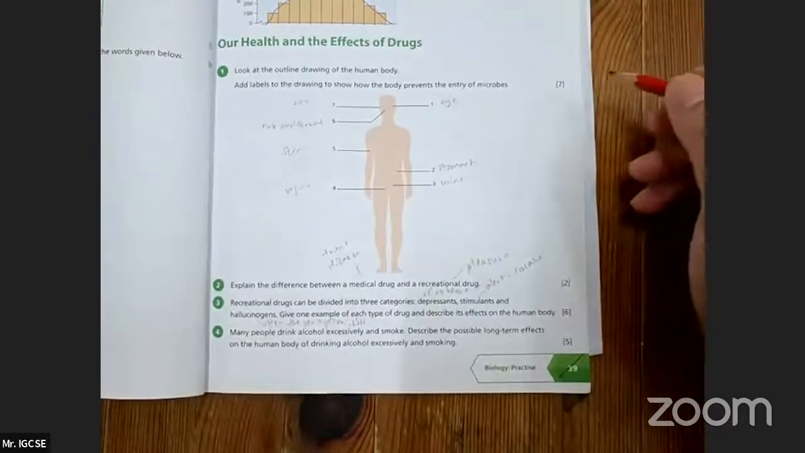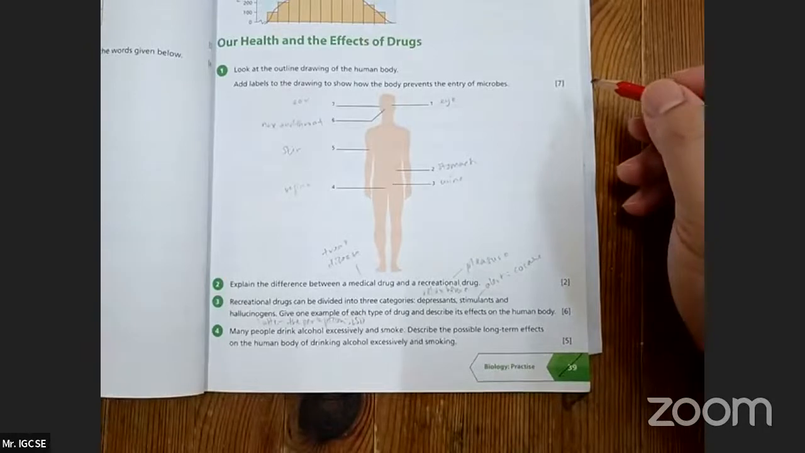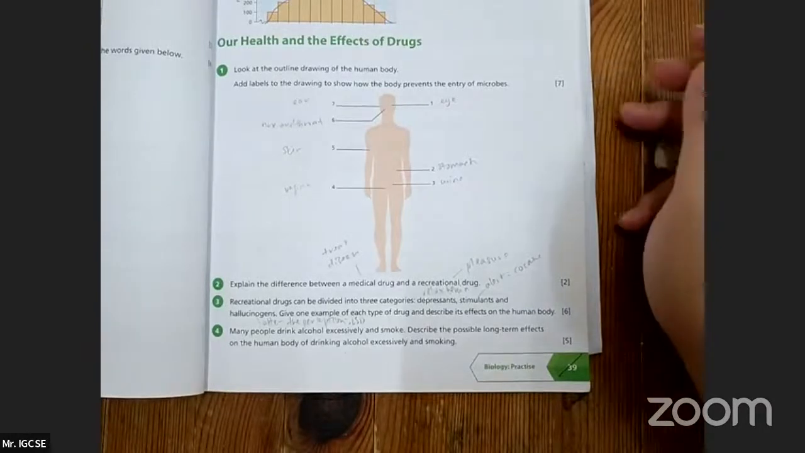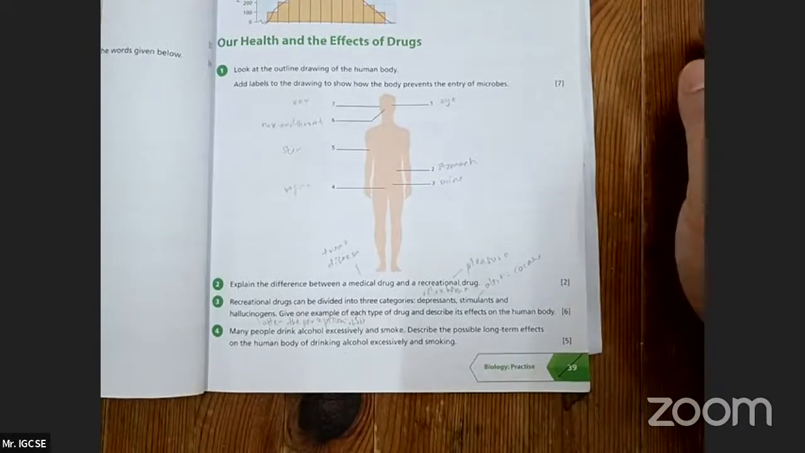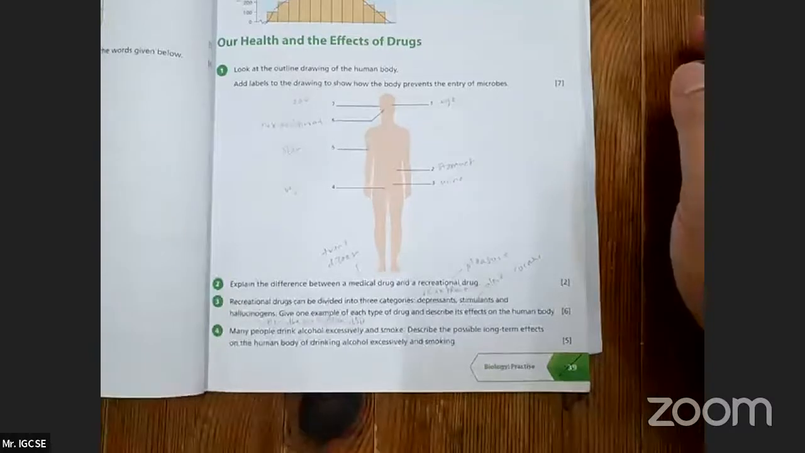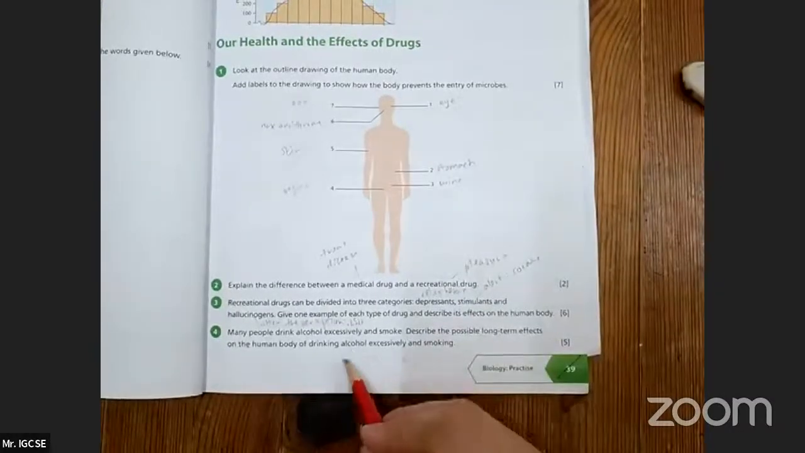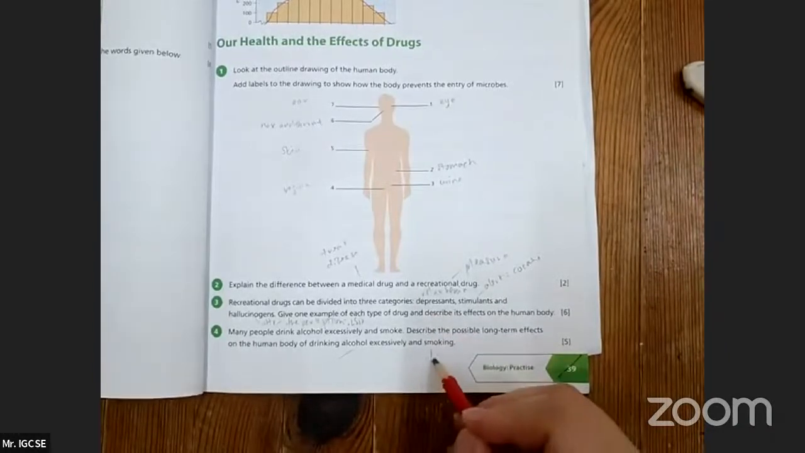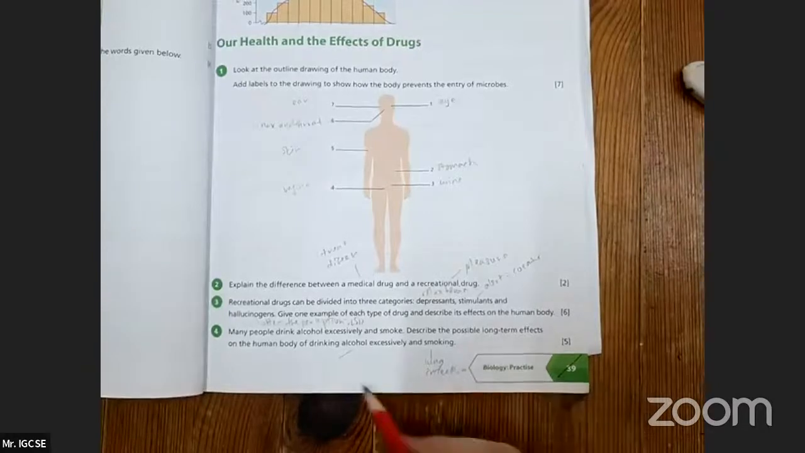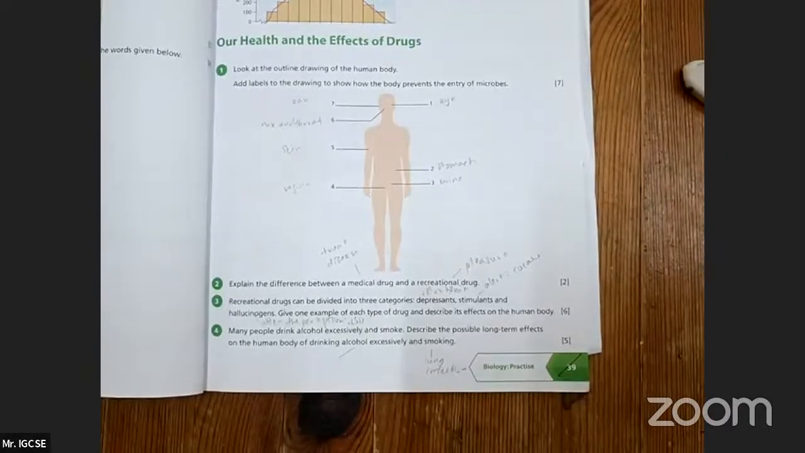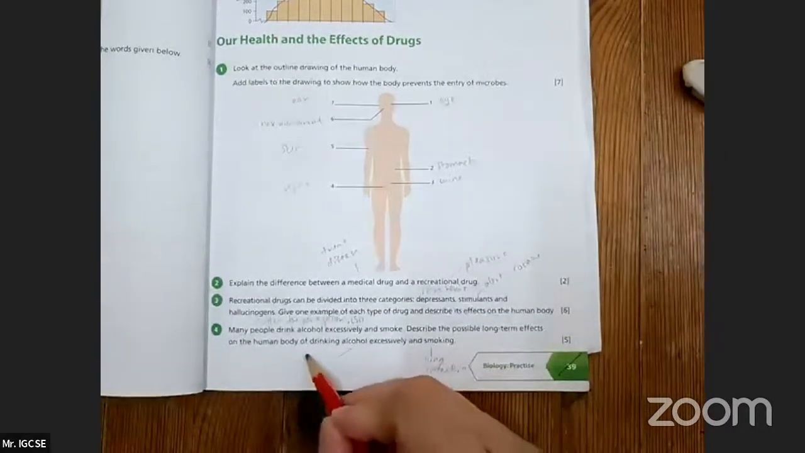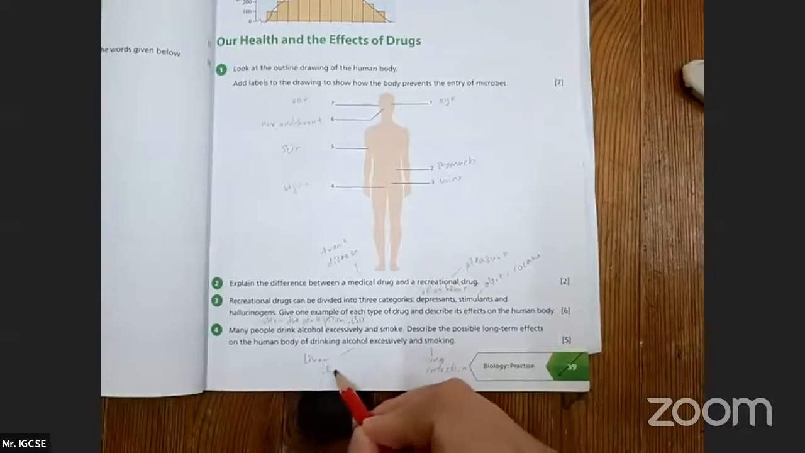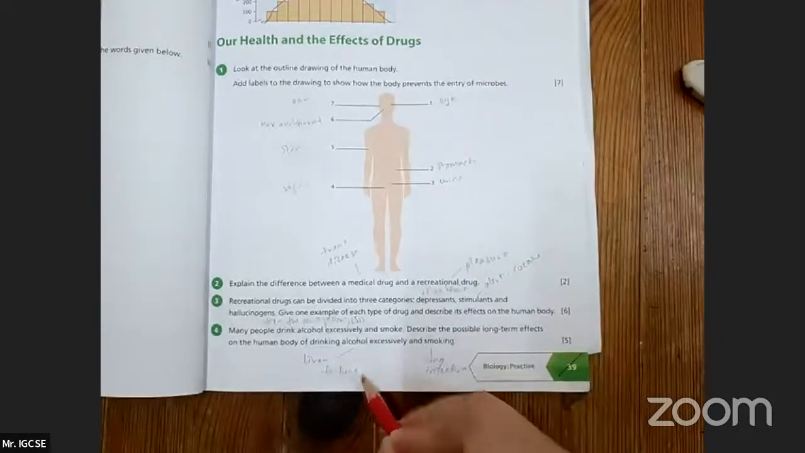Many people drink alcohol excessively and smoke. Describe the possible long-term effects on the human body of drinking alcohol excessively and smoking. Okay, smoking will cause lung infection and lung cancer, whereas alcohol will cause liver failure or liver cancer.